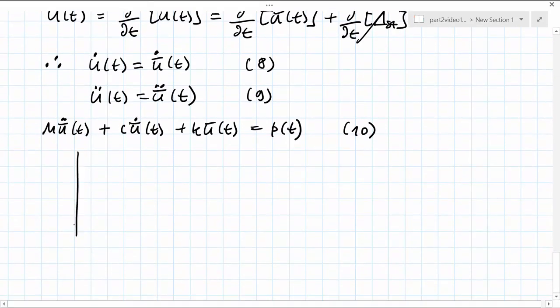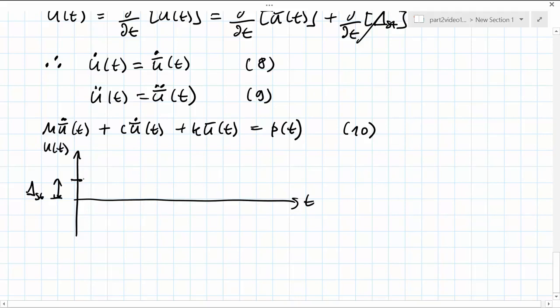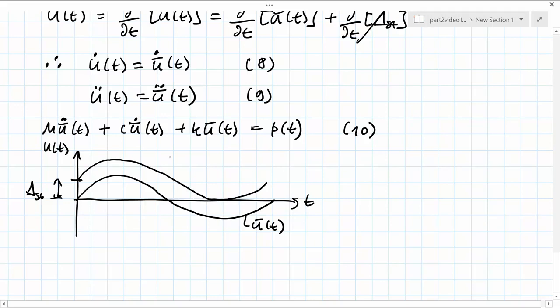But for clarity, we can see that if we plot the total response, where we have the static displacement plotted as an intercept, the dynamic displacement is plotted here. The total displacement then is simply the dynamic displacement plus the static displacement, which is obviously just a translation of the dynamic displacement. So it is sufficient to measure the displacement from the statically deformed position.